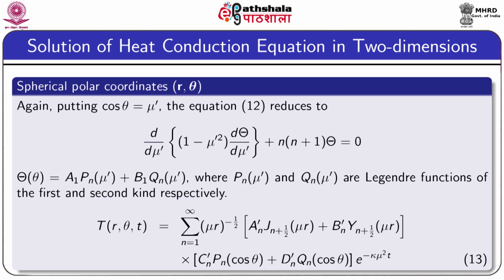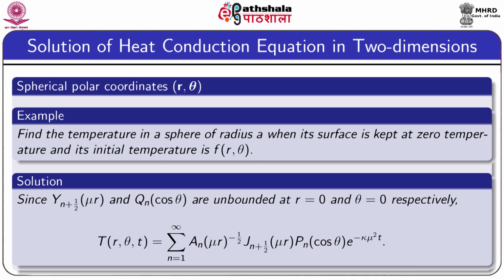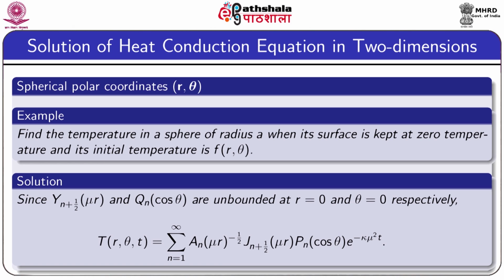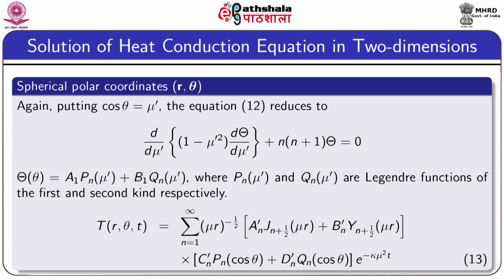From this general solution, we shall try to find the solution which satisfies these particular boundary conditions and the initial condition. In the general solution, if you observe, there is the Bessel function of second kind which is unbounded at r equals 0. Therefore, to get the bounded solution, we need to put the value of bn dash as 0. Again, if you see the Legendre functions, the Legendre function of second kind is undefined at theta equals 0. So, to incorporate this fact, we have to take the value of dn dash equals 0.